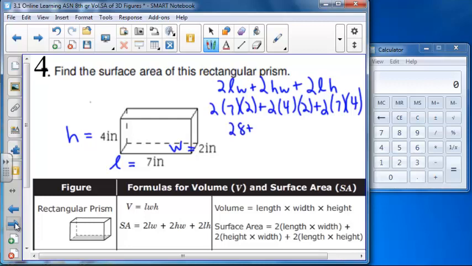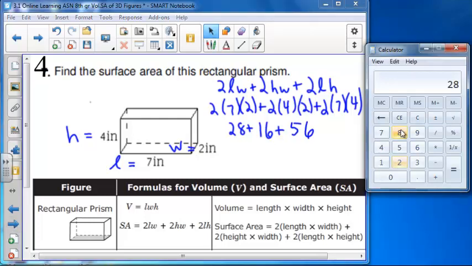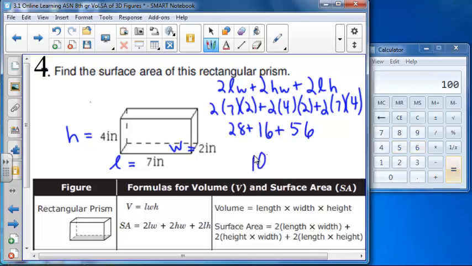Let's crunch these numbers. 2 times 2 is 4. 4 times 7 is 28. 2 times 2 is 4. 4 times 4 is 16. 2 times 4 is 8. 8 times 7 is 56. So we'll add the three numbers for the sake of time. 28 plus 16 plus 56 gives us a surface area of 100 inches.